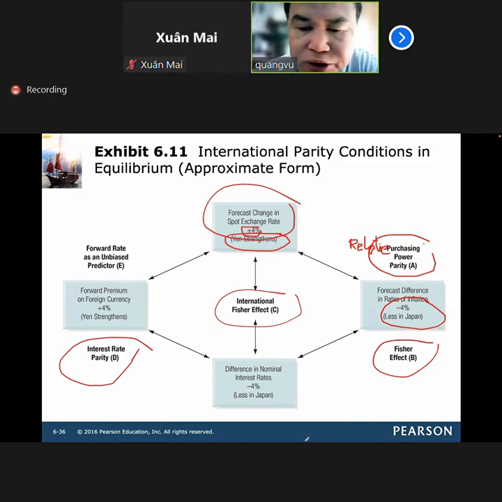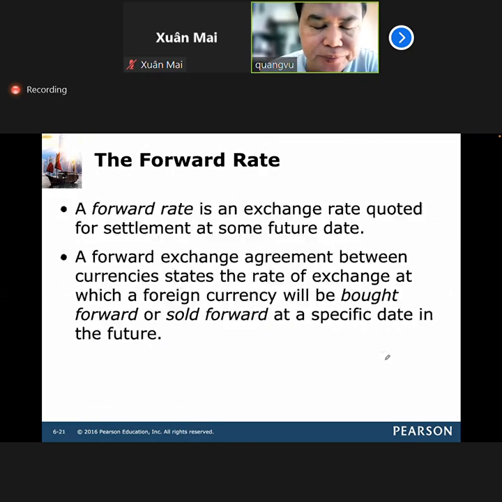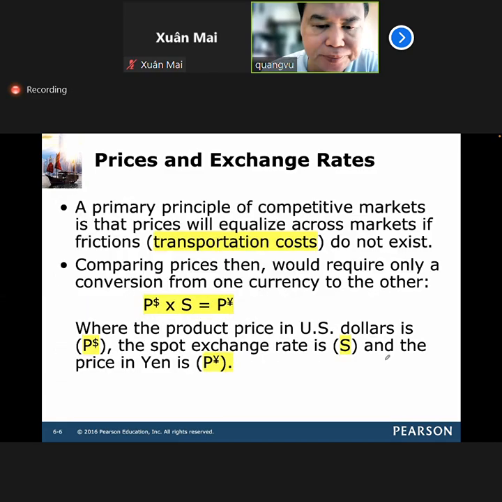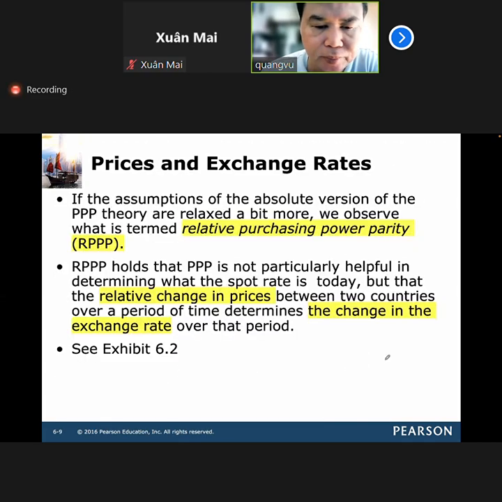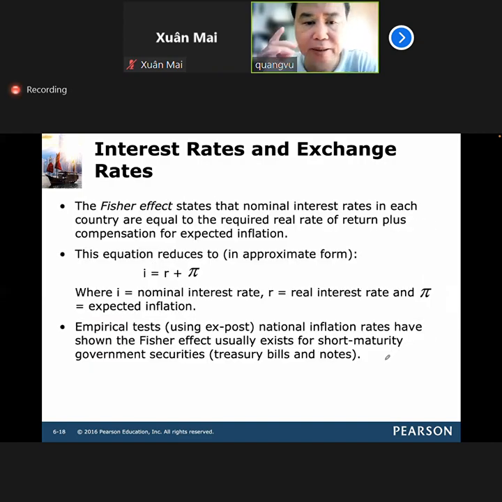Now let's move on to another theory, the Fisher effect. Okay, let's use the textbook slide to deliver my lecture about the Fisher effect.